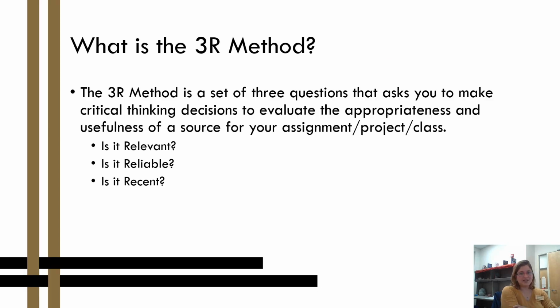What is the 3R method? The 3R method is a set of 3 questions to help you make critical thinking decisions about sources that you are finding in your research. These questions include, is it relevant, is it reliable, and is it recent? And obviously it's very alliterative, so you have 3 R's, and this is hopefully going to help you ask questions to figure out whether you should be using this source.